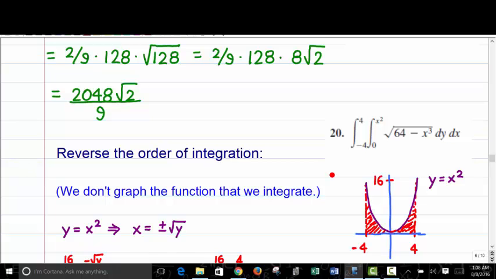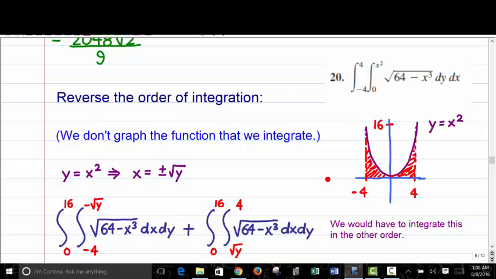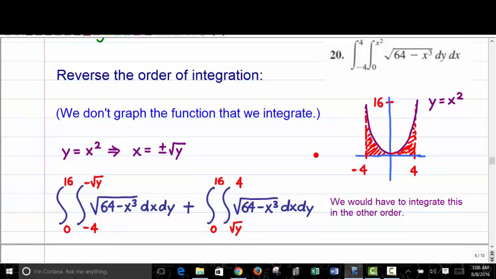Now, this is just getting started, practicing how to reverse the order of integration, how to set it up. Now, this one's a little tricky, which is kind of tricky in general. You don't want to integrate it the other way. So I graph the original function, y equals x squared, and then the boundaries. So y equals x squared. You see it's going from 0 to x squared for y, and then x is going from -4 to 4. So I kind of shaded this picture.